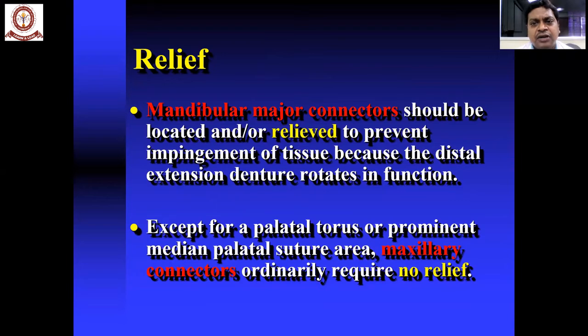So some reliefs have to be given. Relief is occasionally given in the mandibular major connectors, whereas it is not given in the maxillary major connectors unless the patient has a torus or a prominent midline raphe. The mandibular major connector should be relieved to prevent impingement of the tissues because the distal extension denture rotates in function. When the patient bites in a distal extension case on the posteriors, there is going to be rotation of the RPD. So the major connector should not impinge on the soft tissues while the patient is biting or under loading, and relief has to be given.